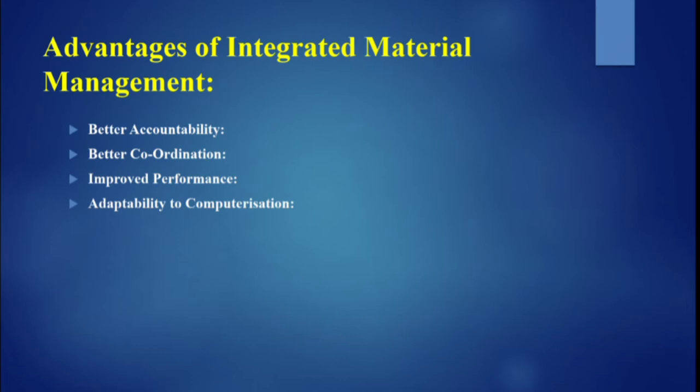Next is adaptability to computerization. The centralization of materials management function has made it possible to design data processing systems. The integrated materials management facilitates the collection, process, and analysis of data, leading to better decision making. Computerization can be economically introduced under an integrated setup. So these were the four main advantages of integrated materials management. No doubt there are many others, but these were the prime advantages of integrated materials management.